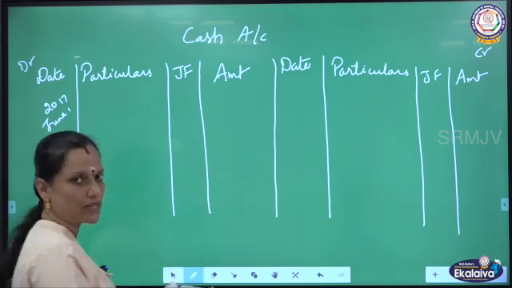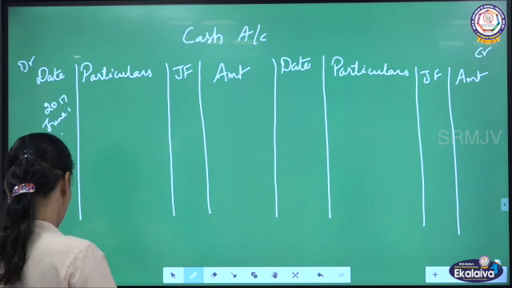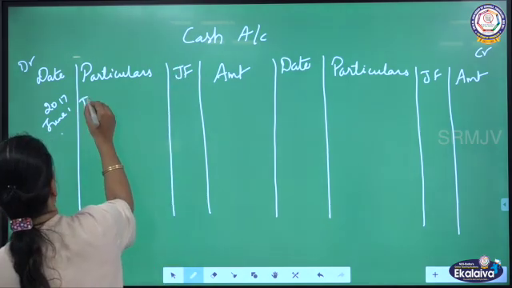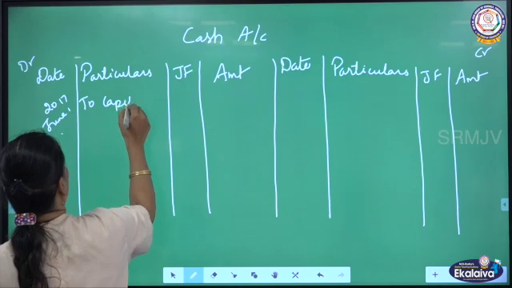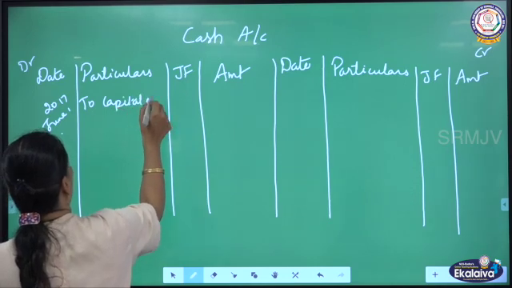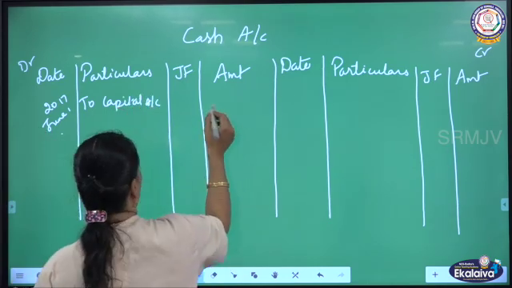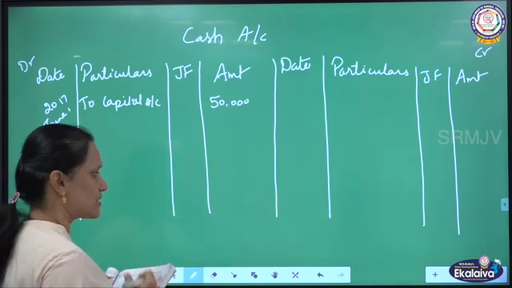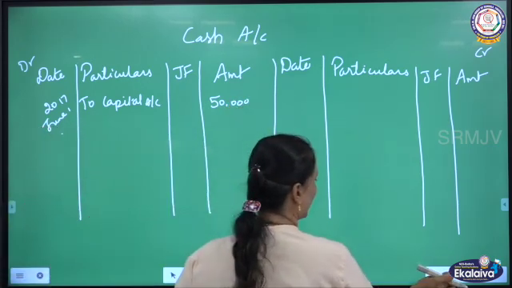So, this is the ledger we are doing. Okay, so in the ledger what should we do? In the cash account we have to write the capital, isn't it? So, capital account, how much? 50,000. And then what are all the cash transactions there are, first we are going to enter.